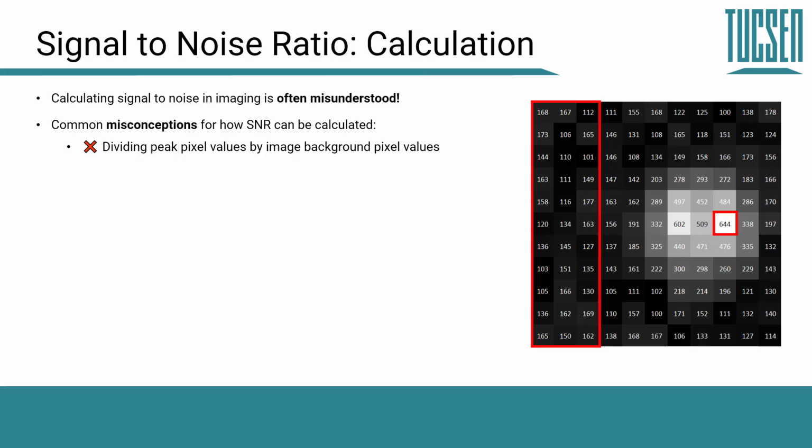So looking at the values in this sort of rectangle of background pixels, we can judge that an average value might be something in the region of 140 or 150. We can then say that, if I divide my signal by this sort of noisy background, I get a signal to noise ratio around 4 or 5. This is unfortunately completely incorrect.